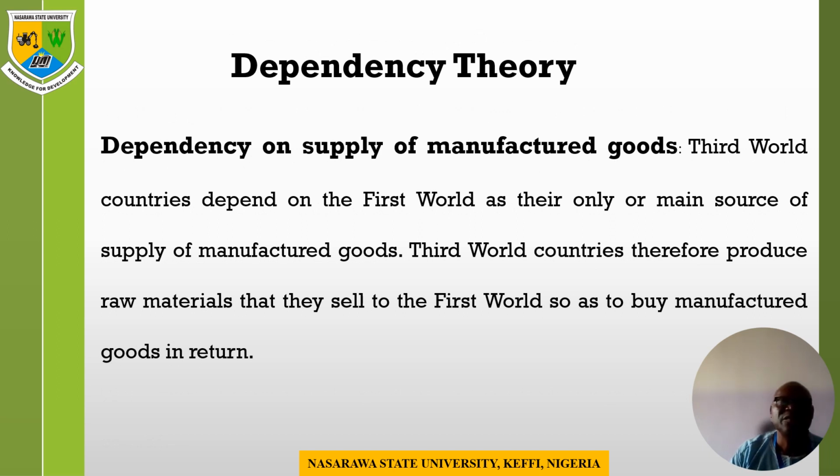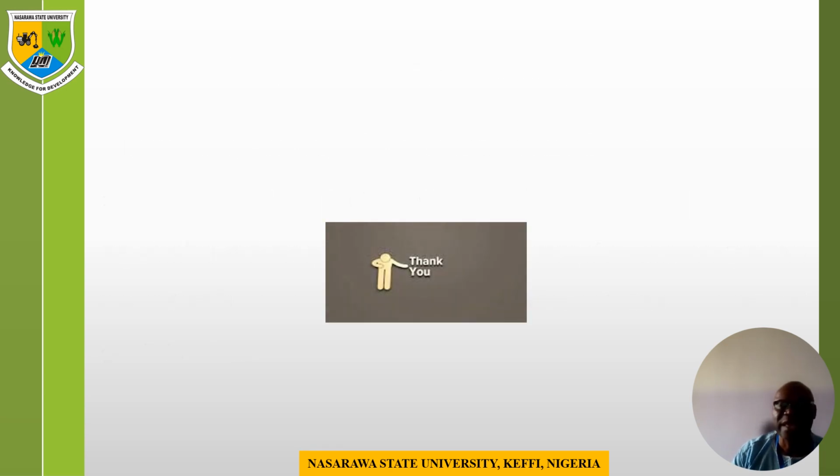The last form of dependency is dependency on supply of manufactured goods. Third world countries depend on the first world as their only or main source of supply of manufactured goods. The third world countries therefore produce raw materials that they sell to the first world so as to buy manufactured goods in return. Thank you.